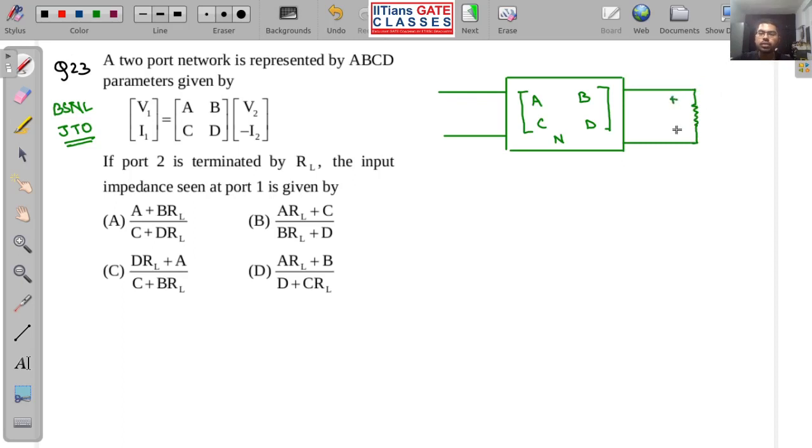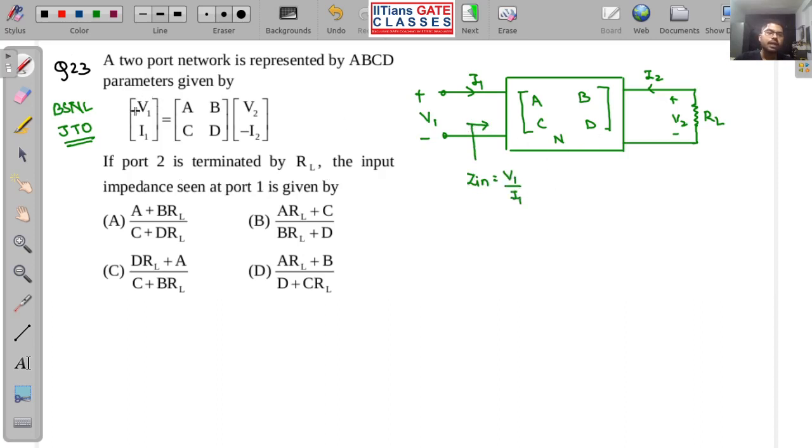So this was my plus minus V2 and this is my I2, this is my I1 and this is V1. Is terminated by RL, the input impedance seen at port 1. So they are asking you what is Zin. Zin we know what it is, V1 by I1. So we are going to find that.